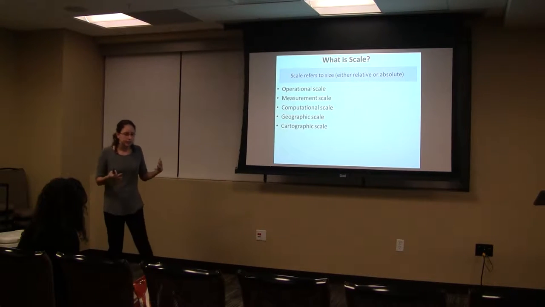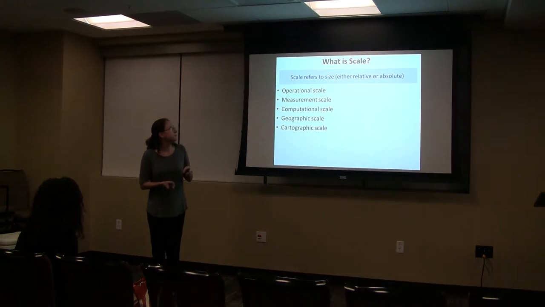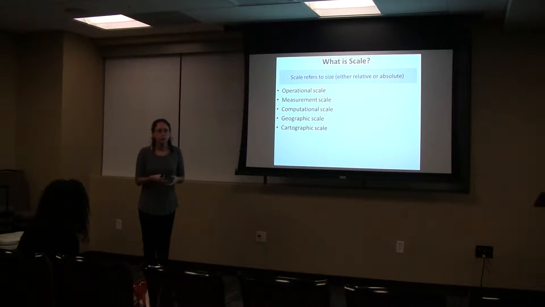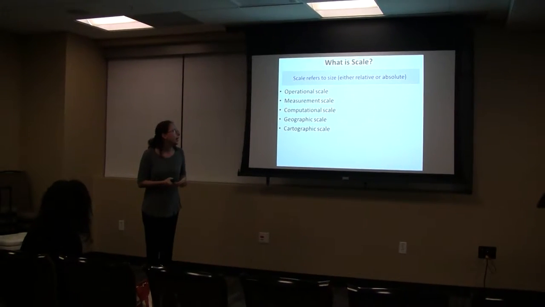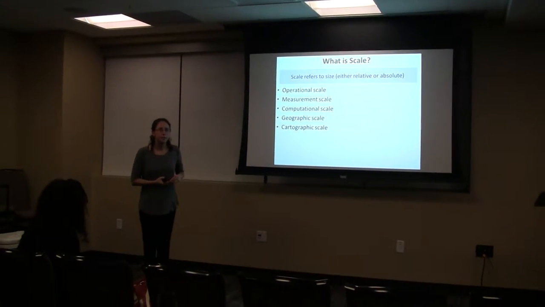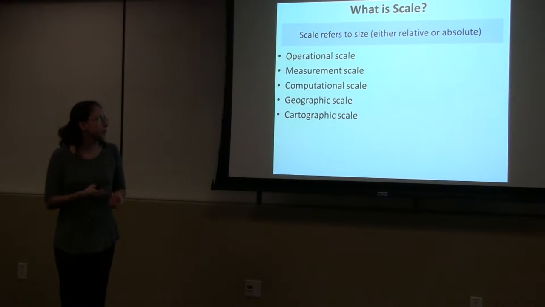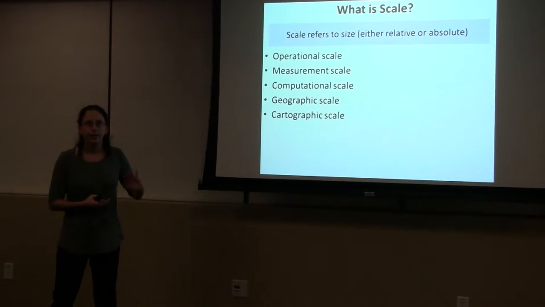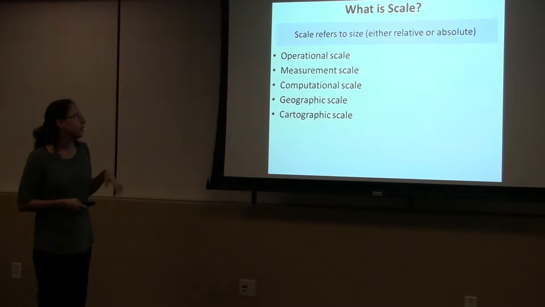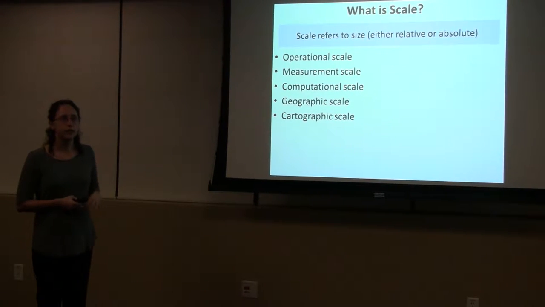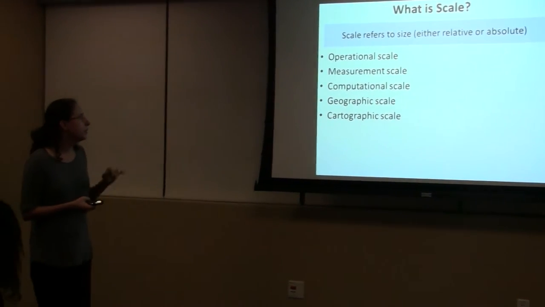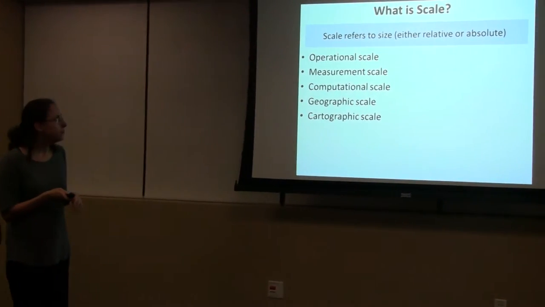When I talk about scale in this presentation, I'm going to refer to the size of something, which could be either relative size or an absolute size. And here are several aspects of scale: operational, measurement, computational, geographic, and cartographic scale. And they all mean different things. So I'm going to focus on the first two types of scale, operational and measurement, and I'm also going to cover the last three.